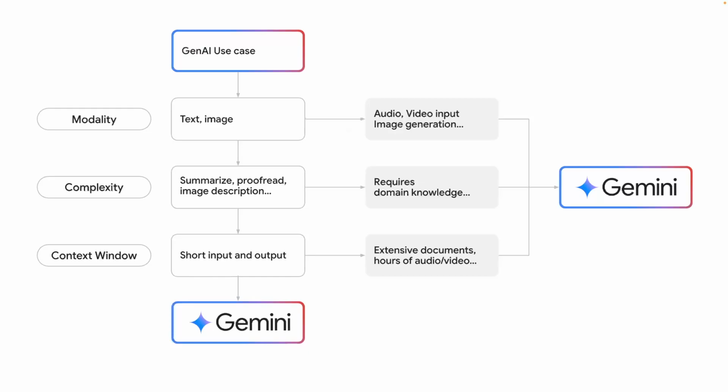Third, we need to talk about the context window. That is the amount of information you need to process at once. Will you be working with a really large amount of data, like analyzing extensive documents or processing hours of audio or video files? And how much information does it need to remember or consider simultaneously?